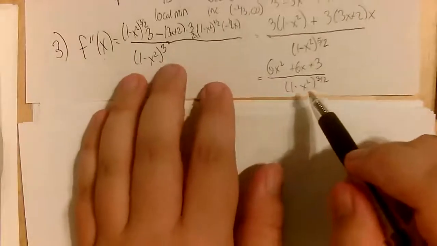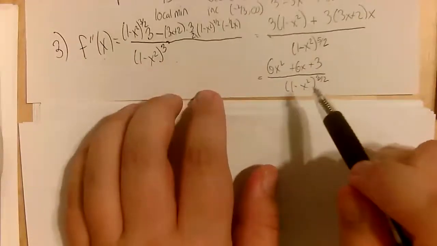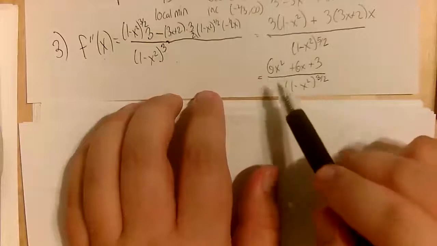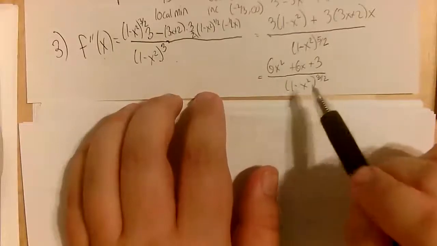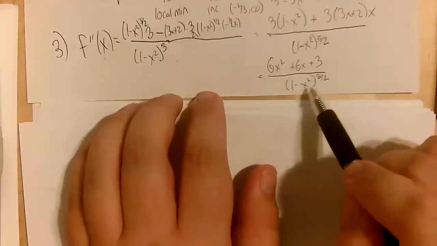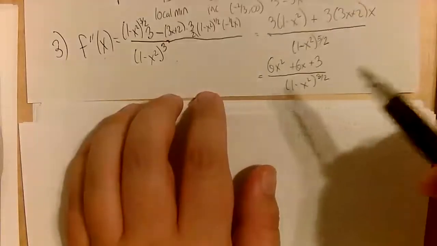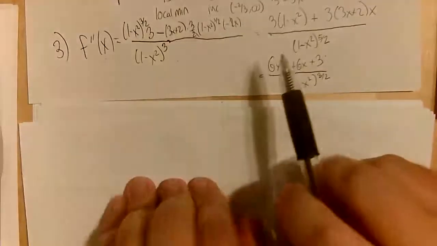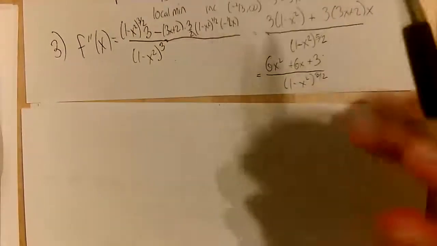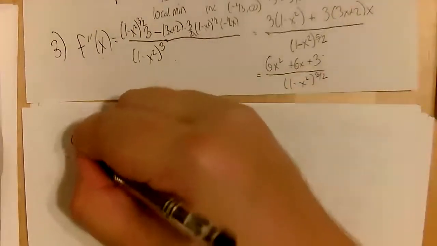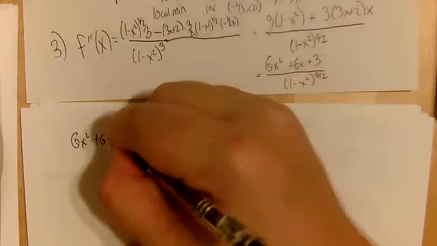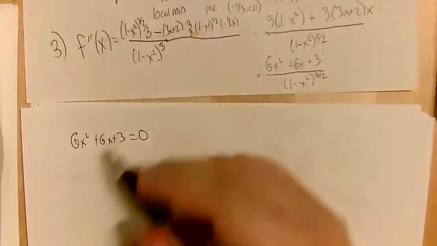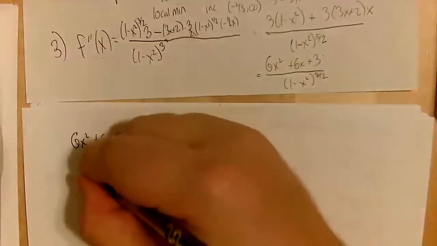All right, now for our inflection points, we're looking for where this is going to be undefined or 0. And once again, plus or minus 1 would make this undefined, but those aren't in the domain of our function. So we're really just looking to see where this is equal to 0, just like the last part. So we have 6x squared plus 6x plus 3 has to be 0. I guess I'll take the time here to divide by 3.